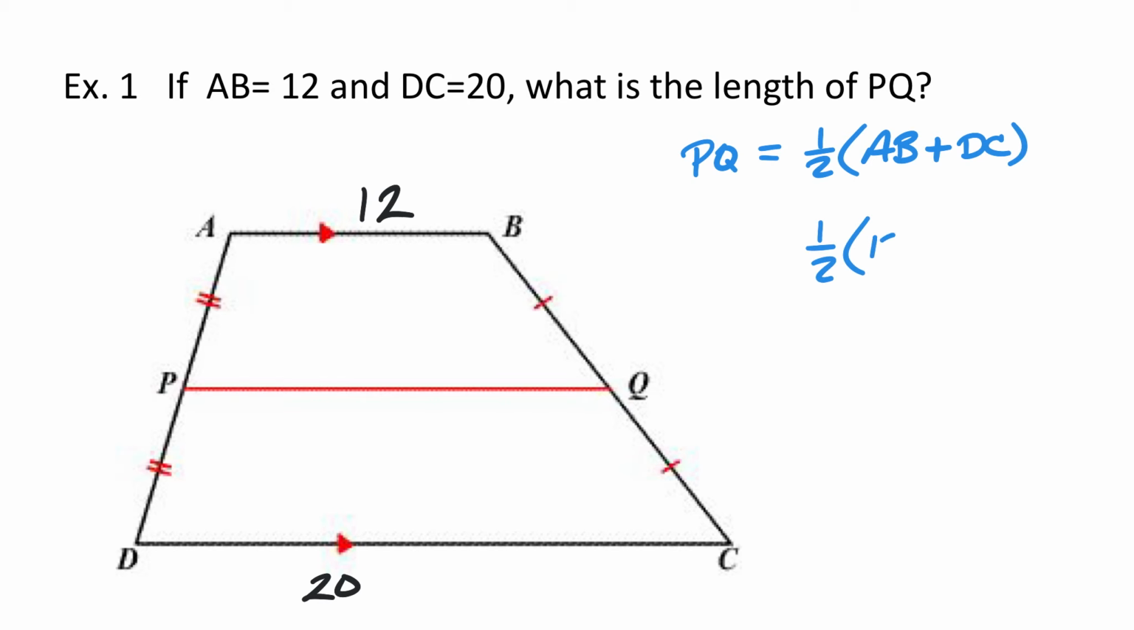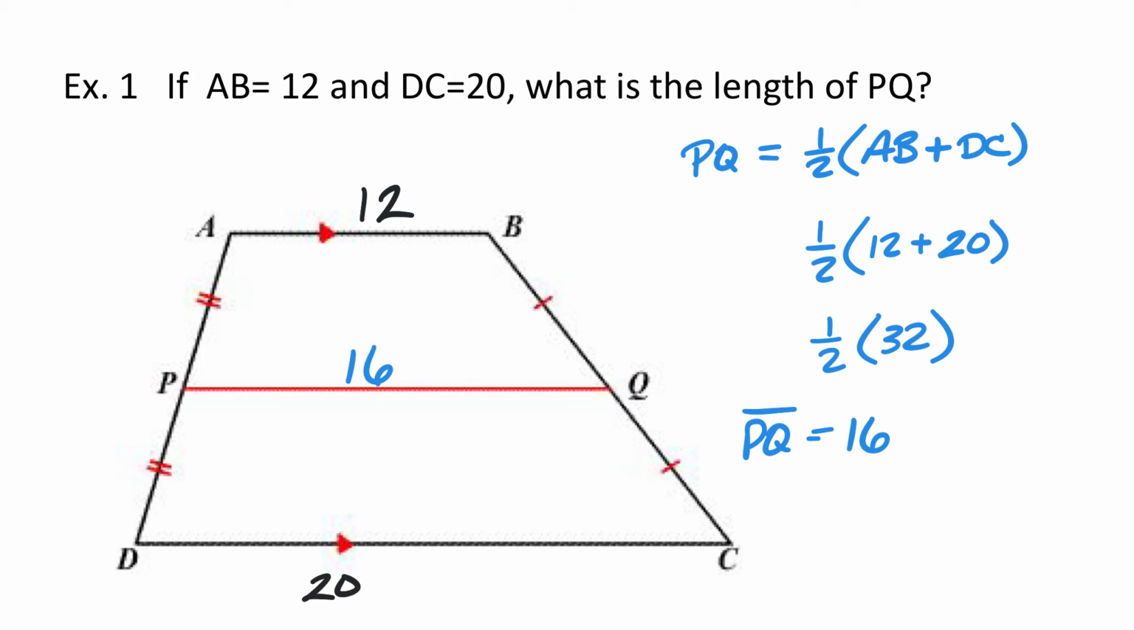Half of AB plus DC, that would be 12 and 20. So our value is going to be half of 32, and half of 32 is 16, which we've already discussed. Line segment PQ is equal to 16 units. And again, half the distance, plus 4 gets me to the middle, plus 4 gets me to the other base. Just think these through, don't overcomplicate these.